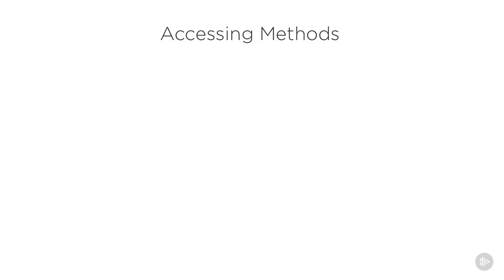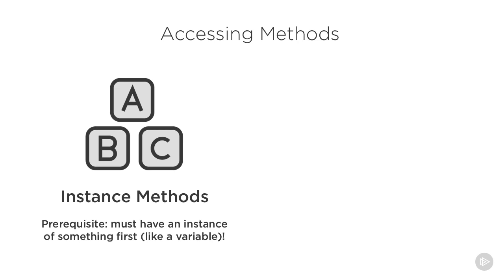The final function of dot notation is to access data type specific methods. Remember all those secret methods I was talking about earlier? Those are all accessed using dot notation. Now there are two types of methods you access using dot notation. The first is called an instance method. Like many things in code, it has a fancy name.